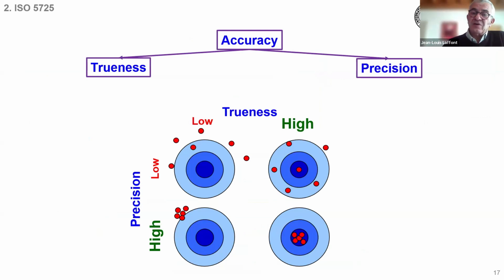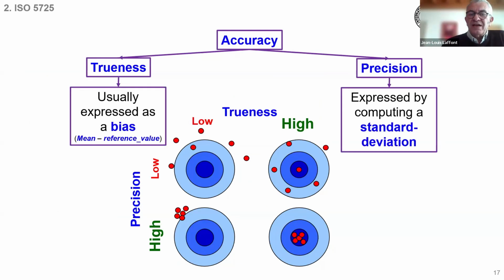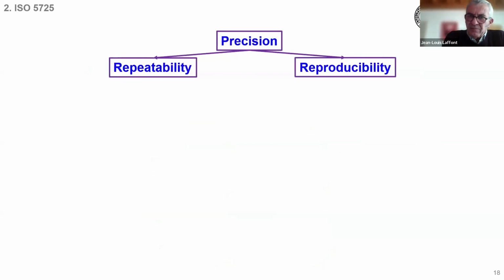Trueness is usually expressed as a bias, which is the difference between the observed mean and the reference value. The problem is how to define the reference value. Sometimes we know the true value, but sometimes not. But this will not be the topic of this presentation. And precision is usually expressed as a standard deviation.